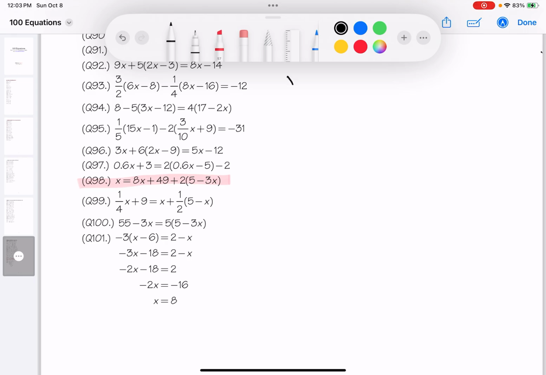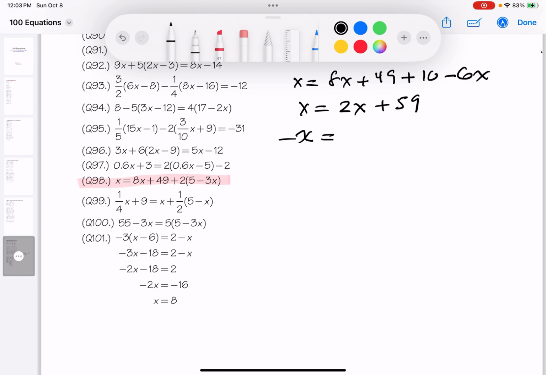What do you get? x equals 8x plus 49. Whoops, I made a mistake there. Let's start again. x equals 8x plus 49 plus 10 minus 6x. x equals 2x, and 49 plus 10 is 59. What do you do over here? Subtract 2x from both sides. You get minus x equals 59, or x equals minus 59.